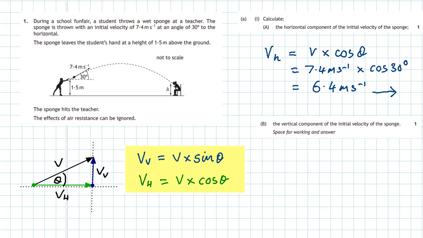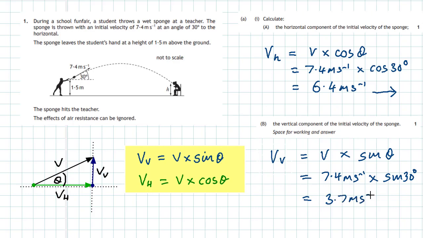The second question is much the same. We have to find the vertical component, and we know the rule. The vertical component size is going to be equal to V multiplied by, in this case, sine theta. So we put in the numbers. V is going to be 7.4 meters per second, and sine of 30 degrees. Okay, work that out in your calculator, and we have an answer of 3.7 meters per second.